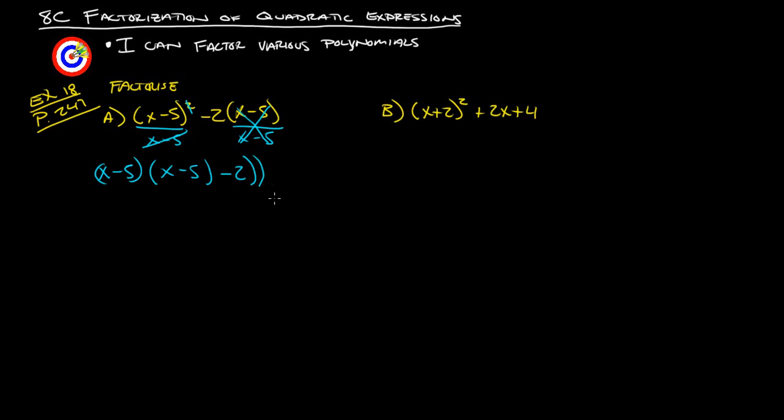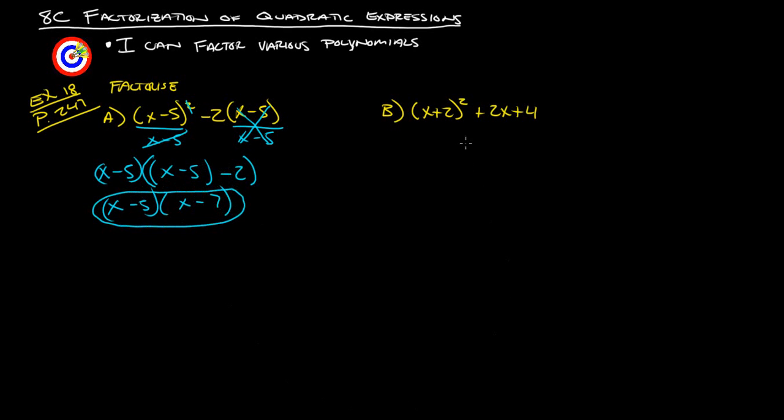Really we can combine these here. We get x minus 5 and minus 2, which is x minus 7, because these are all in the same parentheses. So x minus 5 times (x minus 7) is what we end up with for this one.